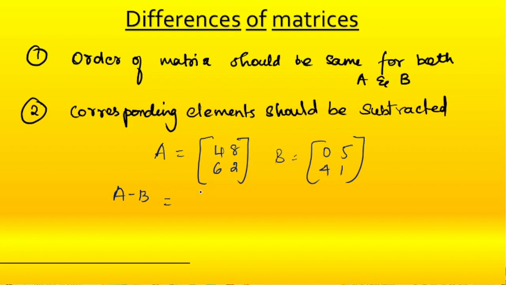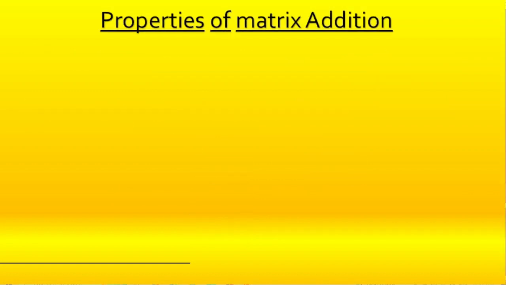Now A minus B, so from the A element you have to subtract the B element. No problem. So 4 minus 0 is 4. Then 8 minus 5 is going to be 3. 6 minus 4, 2. 2 minus 1, 1. So this is going to be your A minus B matrix. If it is B minus A, then you have to subtract from B. Remember that. You have to look at this very carefully, because most of them will make mistakes here. Clear? So now we are moving on to the next.